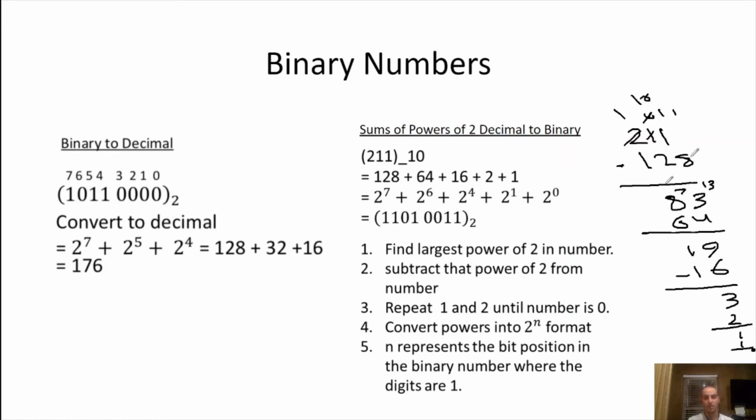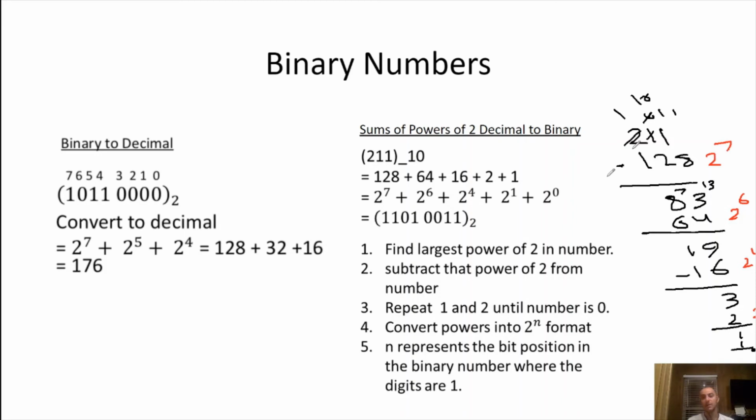And if you look at our numbers, let me try to change the color. 128 was 2 to the 7. 64 was 2 to the 6. 16 was 2 to the 4. 2 was 2 to the 1. And 1 here was 2 to the 0.